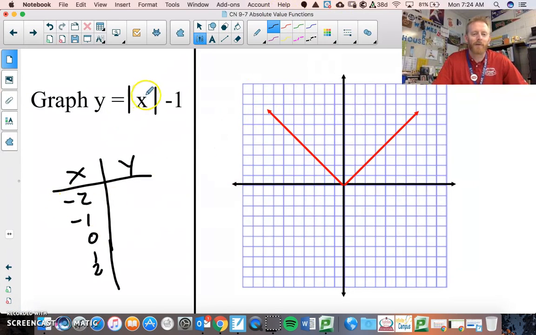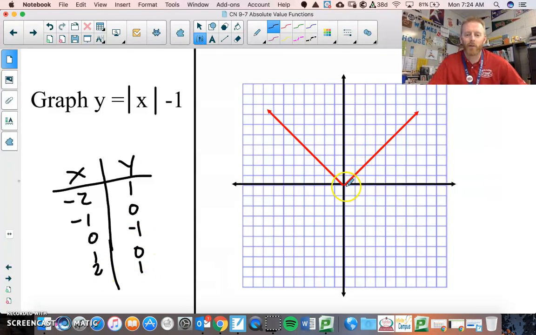A 2, absolute value of -2 is 2. 2 minus 1 is 1. The absolute value of a -1 is 1. 1 minus 1 is 0. 0 minus 1 is -1. And then 1 minus 1 is back to 0, and 2 minus 1 is back to 1 again.